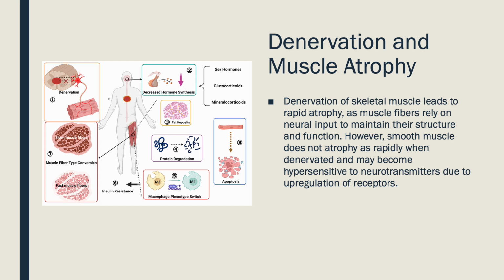So denervation leads to rapid skeletal muscle atrophy due to a loss of neural input. Smooth muscle will atrophy slower, and it can become hypersensitive to neurotransmitters. And muscle fiber composition changes during atrophy, and that will lead to a reduction in muscle strength.